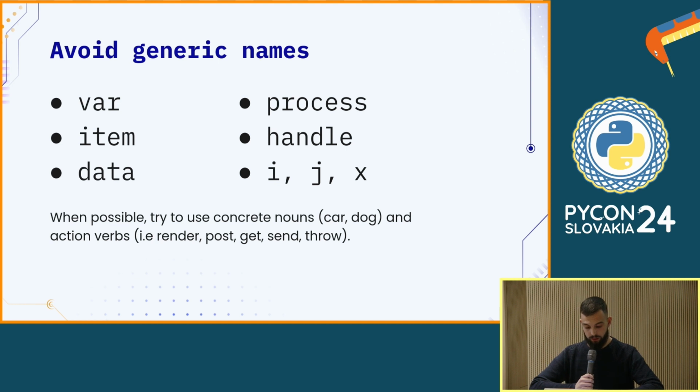Avoid generic names, things like var, data. This doesn't really mean anything. It's not saying anything. So when we write code, what we want to do is communicate with the other human who is reading that code. You don't write code for yourself. And even if you do write code for yourself, you're not being kind to future you if you choose these kinds of names, okay?